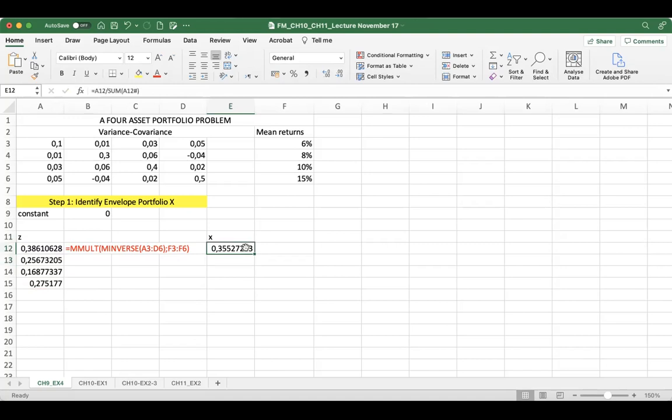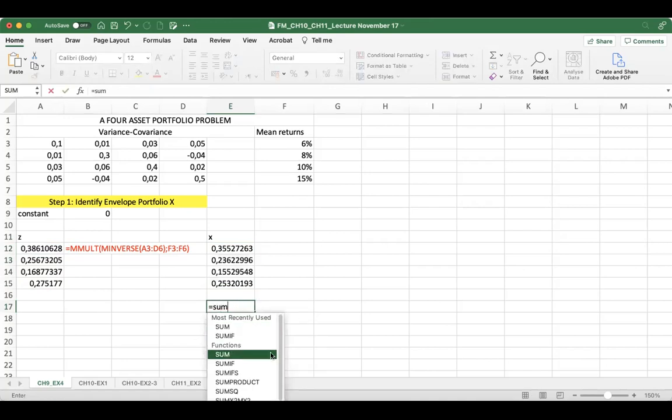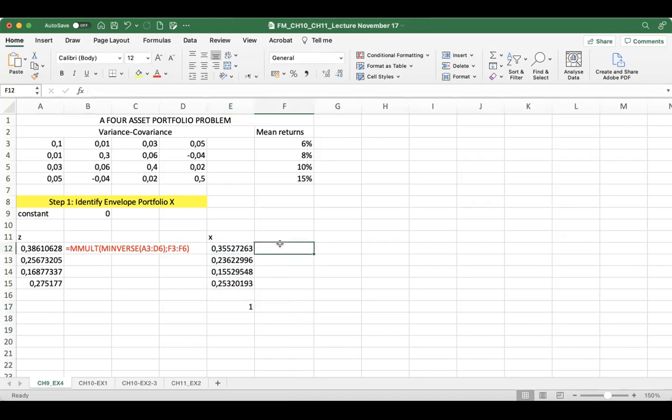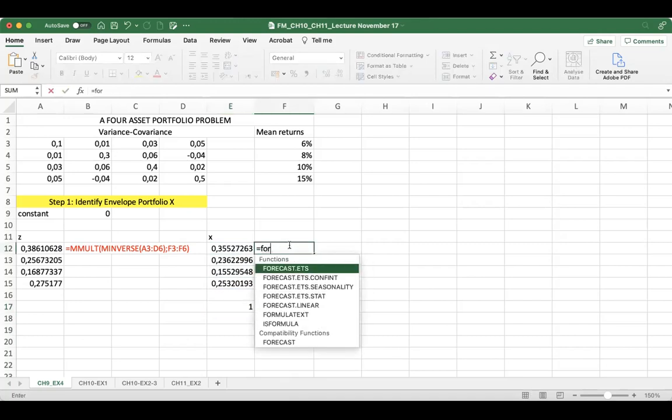So please check your variance covariance matrix, the numbers. And since we do the same thing for the second, third, and fourth components, and since we keep the sum constant, we should add a dollar sign here, and then scroll it down. And to check our results, we can compute the sum, which must be equal to 1. Now this is the formula text.